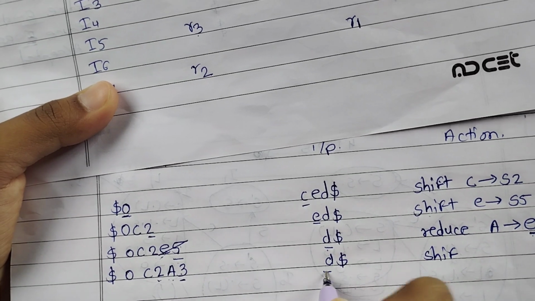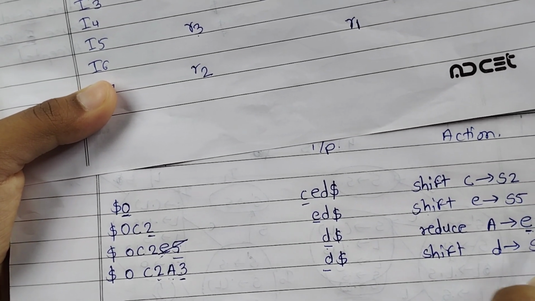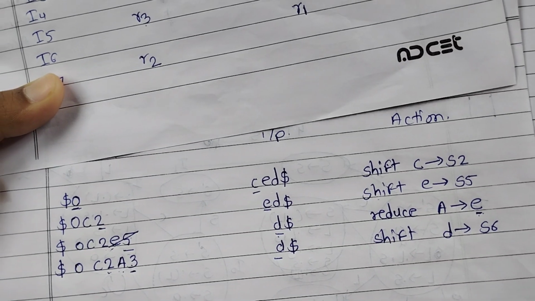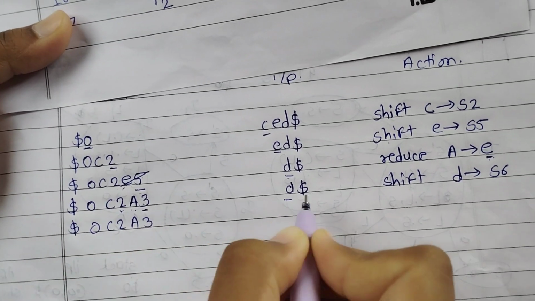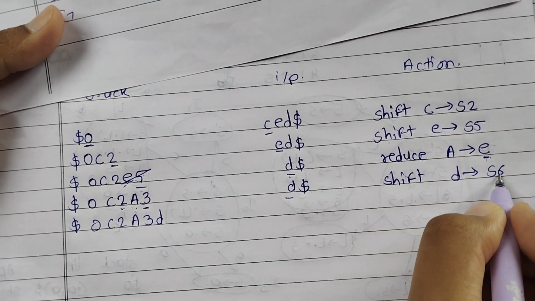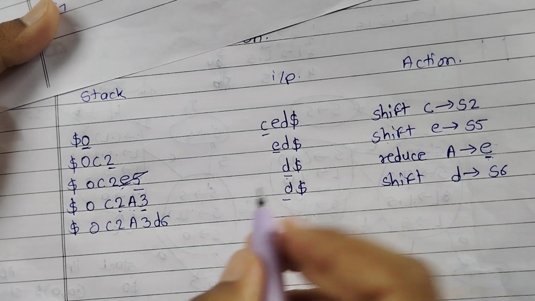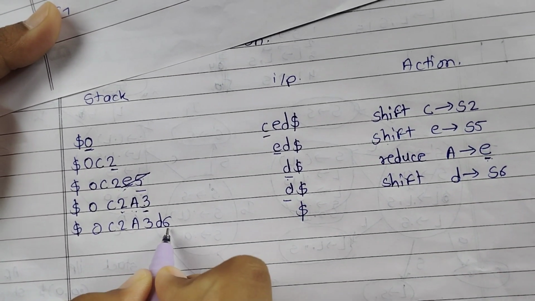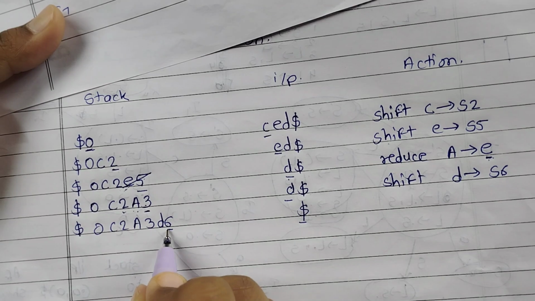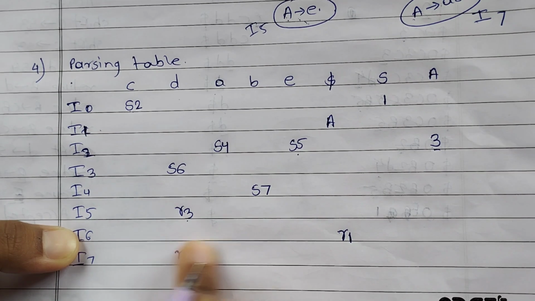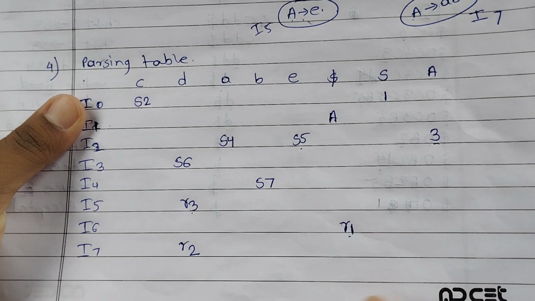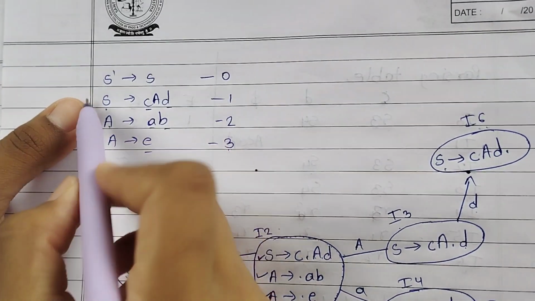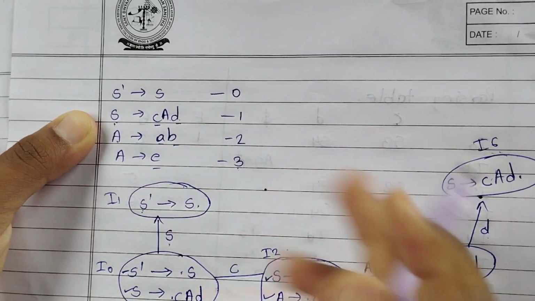Shift for what? d. d with S6. Yes, 6. So shift this. So $0 c 2 A 3, and we shift this d, and the number is 6. Now this dollar as it is. Now I6 and $. I6 and $ is R1, which means reduce by R1. So the grammar of production one is S → cAd, 3 characters.